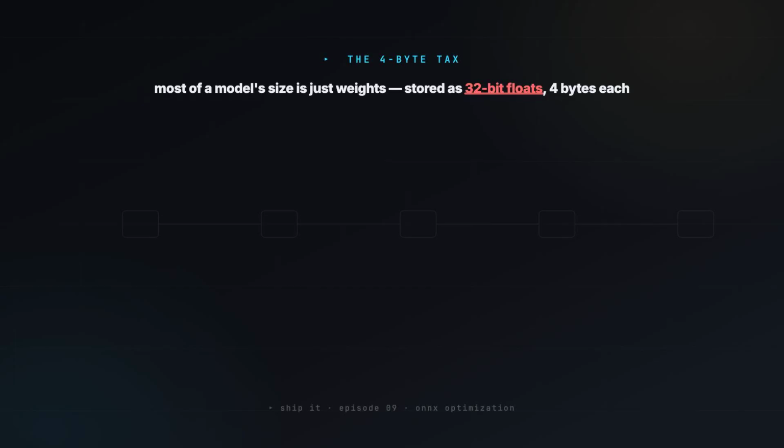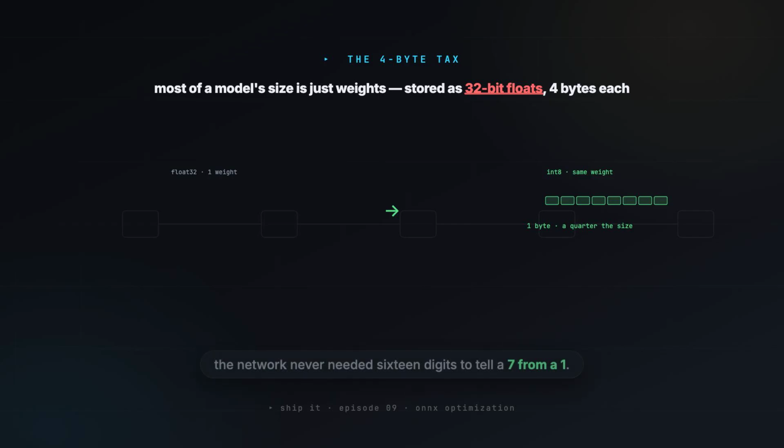Here's the trick. Nobody tells you up front. Most of a model's size is just the weights stored as 32-bit floating point numbers. That's 4 bytes for every single parameter, and a lot of that precision is wasted. The network never needed 16 significant digits to tell a 7 from a 1. Quantization is the move where you store those weights as 8-bit integers instead. 1/4 the bytes per weight, same shape of answer.